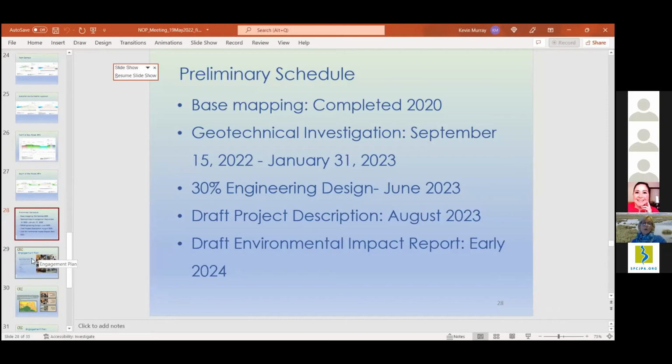And we will also do something that's not part of the required CEQA, but we want to do it. We will be developing, after we get our design progressed enough to about 30%, a draft project description that will be released for public review in August. And then, early 2024, the draft environmental impact report is expected. But throughout this entire area, we still will be engaging with all of you.